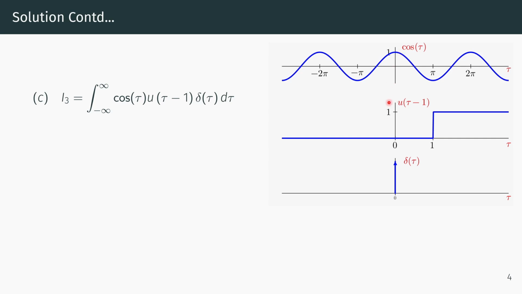Let us see what happens if we multiply the first two, cos tau and u of tau minus 1. The product exists from 1, and for tau less than 1 the product is 0, and for tau greater than 1 it is the same as cos tau. After multiplying cos tau with u of tau minus 1, we have to again multiply with the Dirac delta function, but this Dirac delta function exists at the origin, and hence the overall product does not have any common region, and this integral will be simply equal to 0.